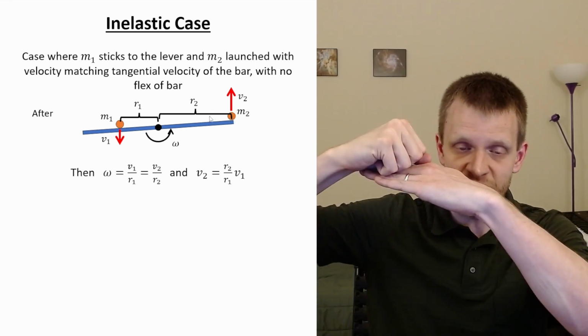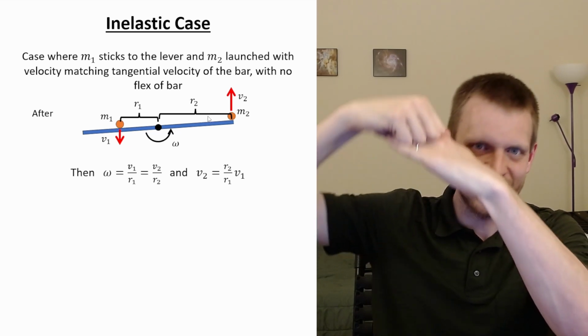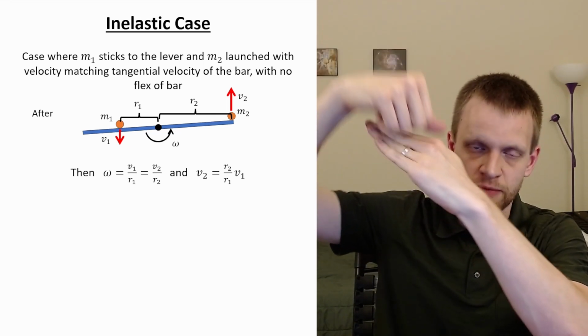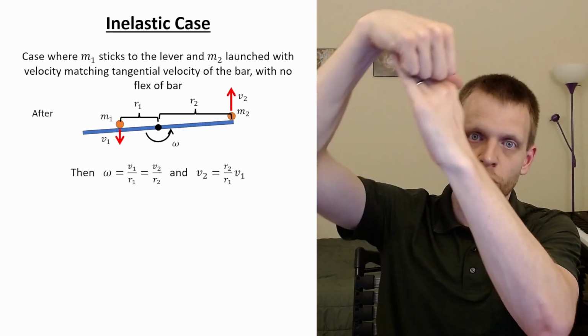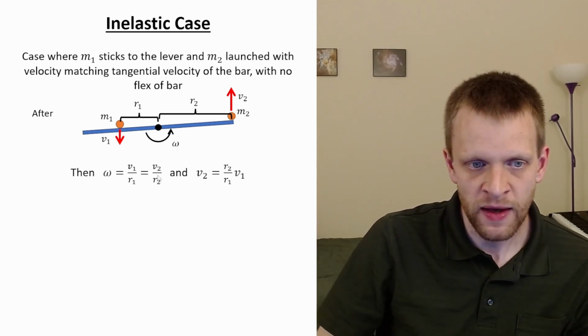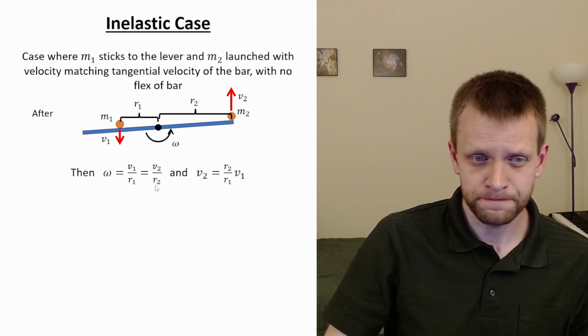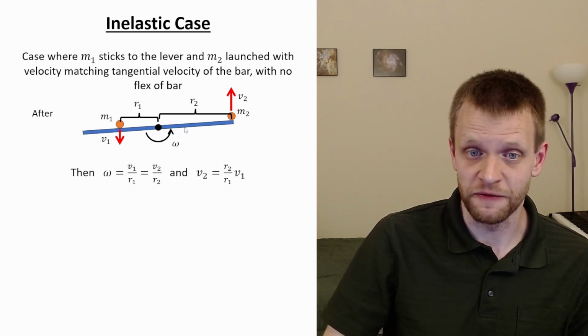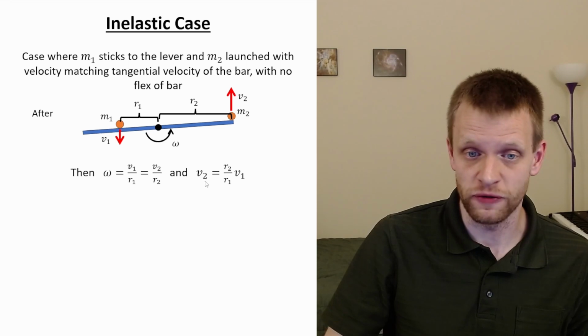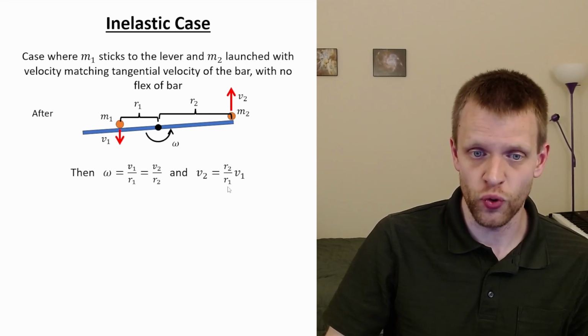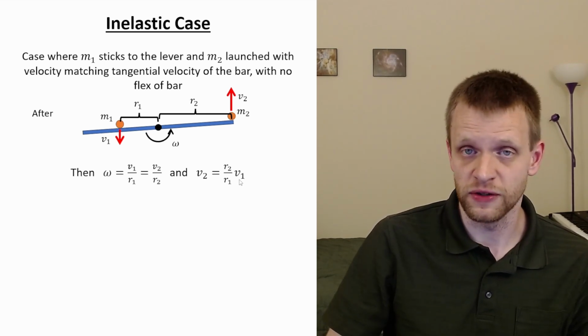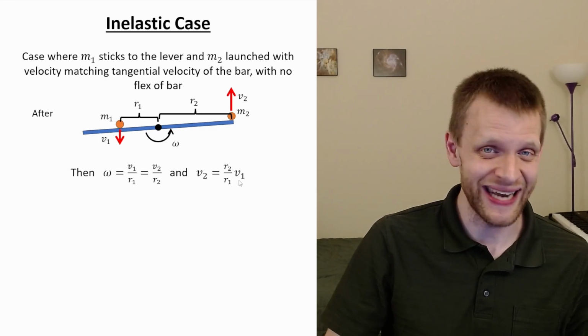So V2 isn't elastic. It's not going through its own kind of bouncing motion. It's just being pushed by that bar initially. Then that angular velocity should also equal V2 over R2. And notice we can also relate V1 and V2 directly together. V2 is just going to be R2 over R1 times the velocity of object 1, again, after the collision.